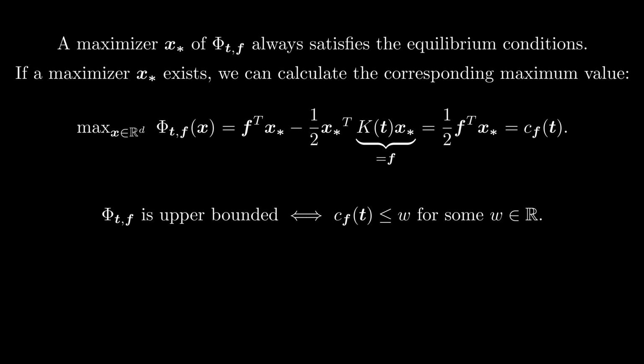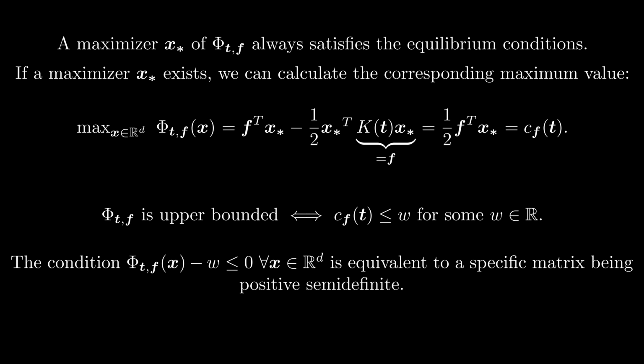Well, and how do we get now to a semidefinite program? Well, the condition that phi is upper bounded by a number w is equivalent to a specific matrix being positive semidefinite. And this is the next and the last statement of this video.